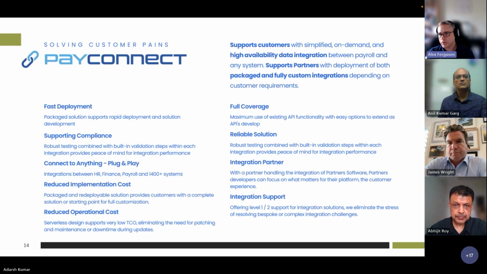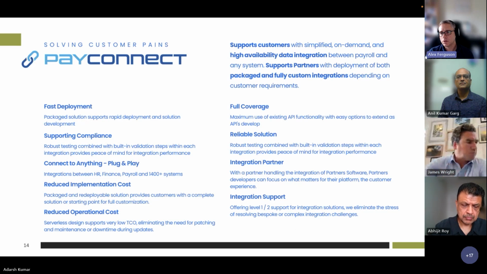So when we look under the hood, we see that we have a completely scalable, high availability and reliable serverless infrastructure, combined with the ability to rapidly deploy integrations at scale for customers all around the world, and supporting their compliance needs with a plug and play ability to connect any system to any other system on the internet. We really do have quite a robust solution here that supports not only customers, but other payroll, HR, and finance SaaS providers in their ever increasing need to integrate solutions.